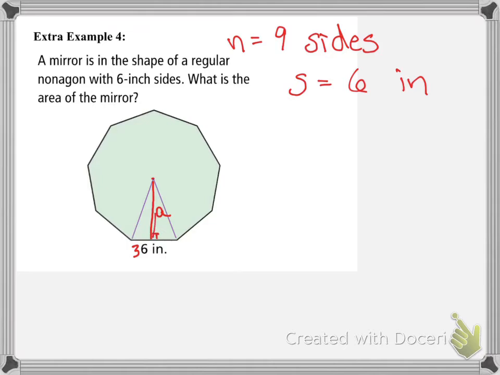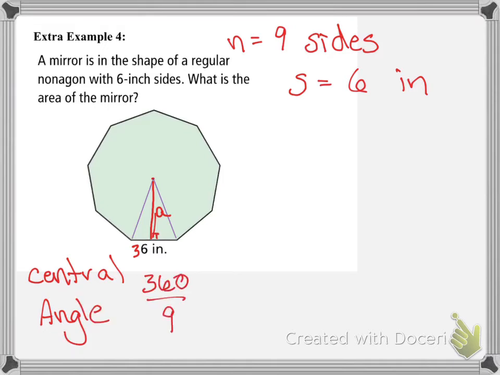To find that a, I'm going to have to know some angles, and this is where that central angle comes in. All the way around is 360, and this has 9 sides. So first I need to find that central angle. I take the 360 and divide it by 9, the number of sides. That gives me 40. But that's this whole angle all the way around, and I only want half of it. So this little angle right in there is going to be half of that, which is 20.